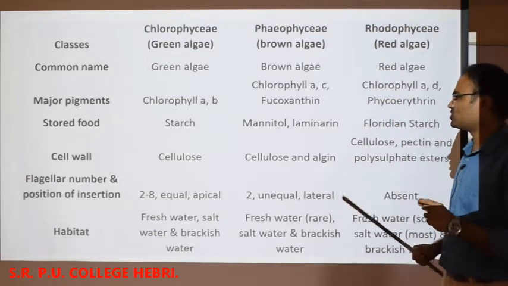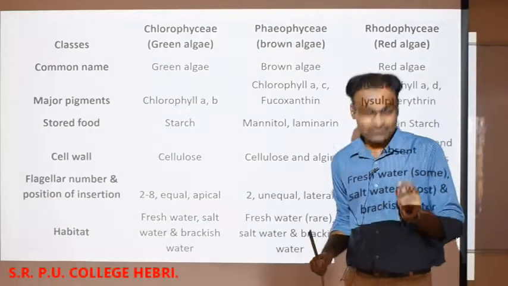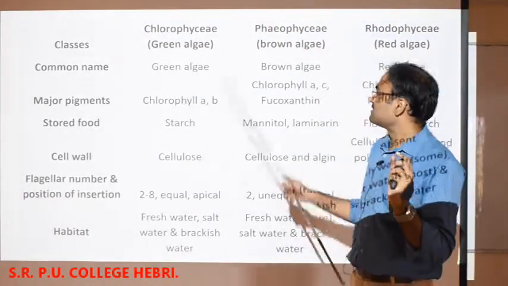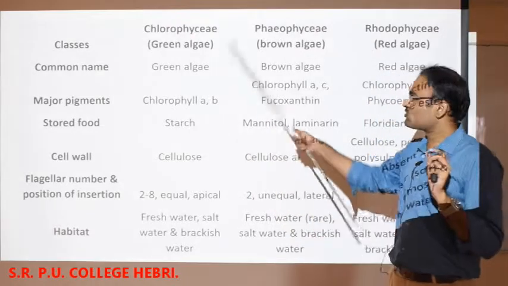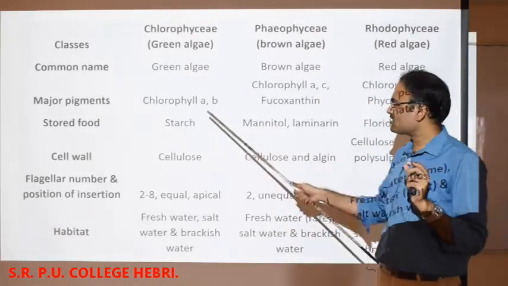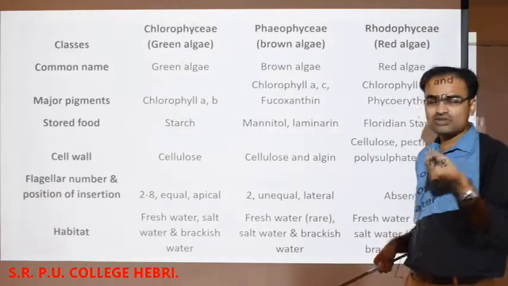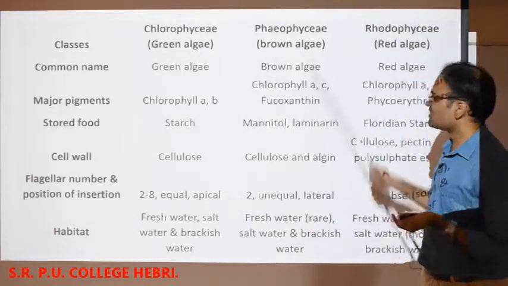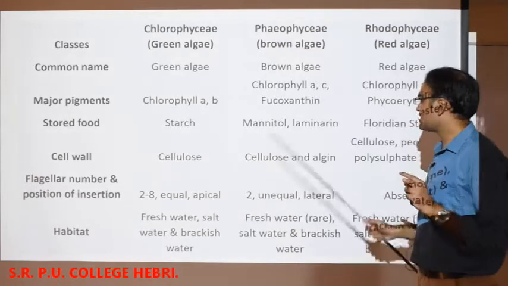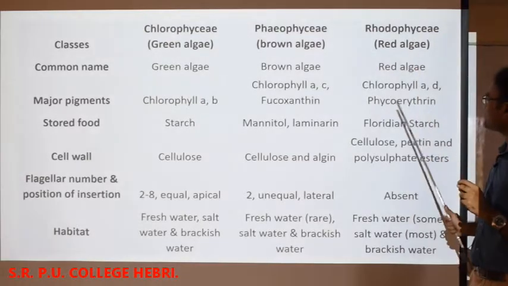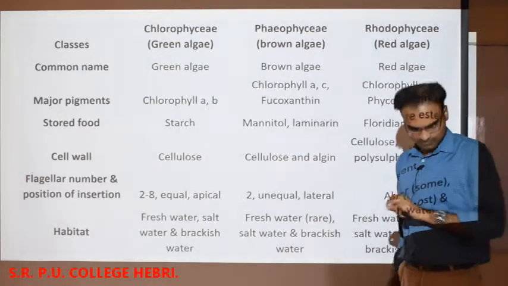In the examination, if a question is asked for 1 mark, like mention the pigment present in classes like Chlorophyceae, in that case you have to mention chlorophyll A and B. If they ask to mention the major pigment present in Phaeophyceae, in that case you have to mention fucoxanthin. Like that, in case of Rhodophyceae, it is phycoerythrin.